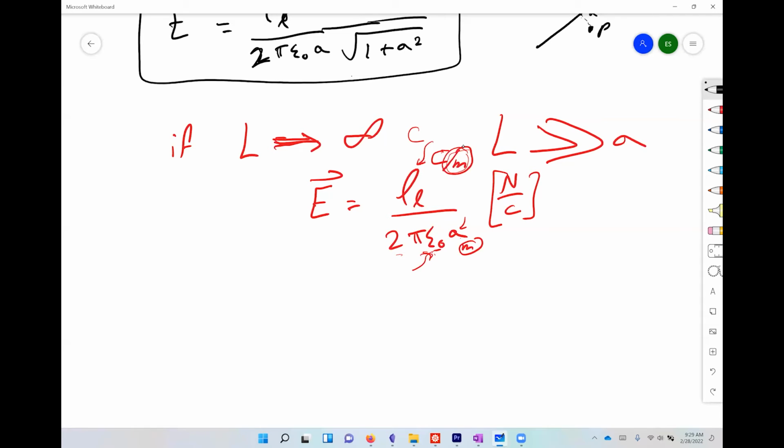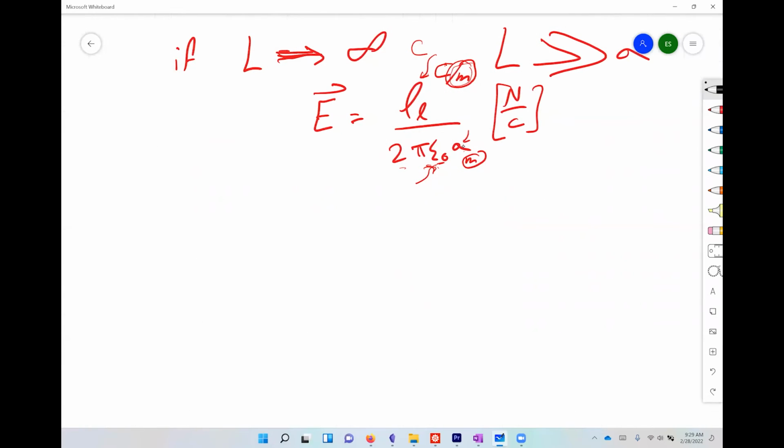But now you know, if you have a rod and you have a charge distributed over the rod, you can find the electric field from the center of the rod, at any distance from the center of the rod, and it's always going to be tangential. Okay. So let's do another example.